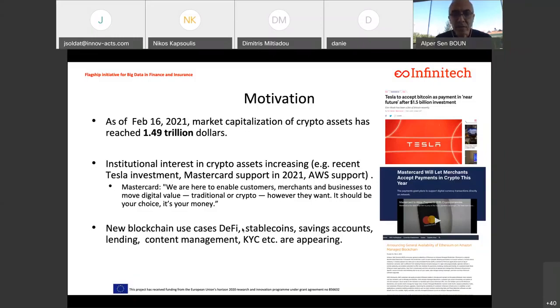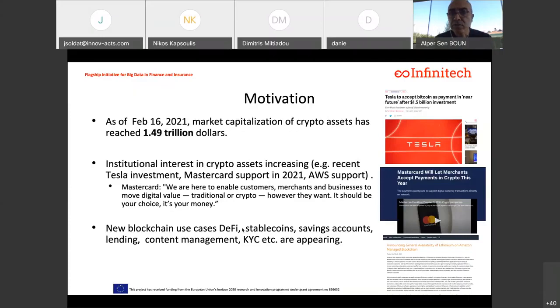And in fact, even Amazon, just recently, yesterday I guess, announced the general availability of Ethereum, the other popular public blockchain, and that they are going to make it available in the Amazon Managed Blockchain. So there is a lot of news about blockchain in the media, and there are several new use cases of blockchain other than crypto assets.